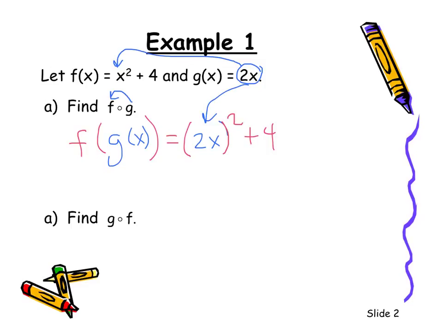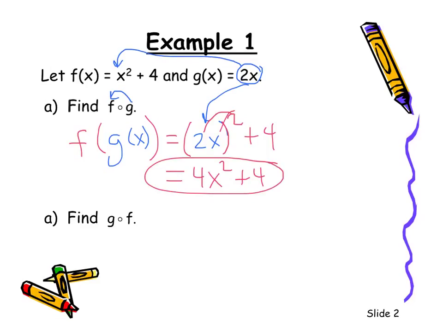Now I'm going to continue simplifying while I can distribute this squared to both the 2 and the x. It's multiplication in there, so I can distribute the 2. If it was 2 plus x, we'd have to FOIL. That's another problem for another time. And then we have 2 squared is 4, x squared plus 4, and I am done.